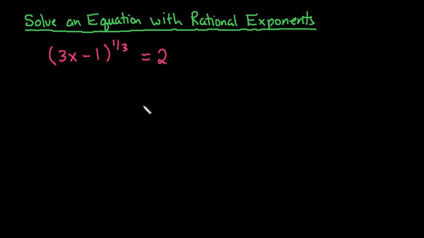Hi, for this video what we're going to do is solve an equation with a rational exponent. If you recall, a rational exponent is just another way of writing a radical. So something to the 1/3 power really means the cube root of that term. So this really means the cube root of 3x minus 1 equals 2.